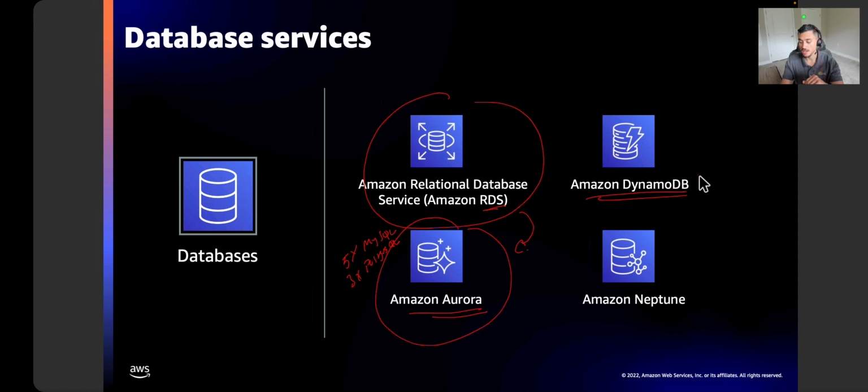Now, DynamoDB is our NoSQL key value and document database. It's also serverless. So if you're looking for a high amount of read and write throughput, DynamoDB is really optimized to scale out because it's non-relational and it's serverless, so you don't have to worry about any servers.